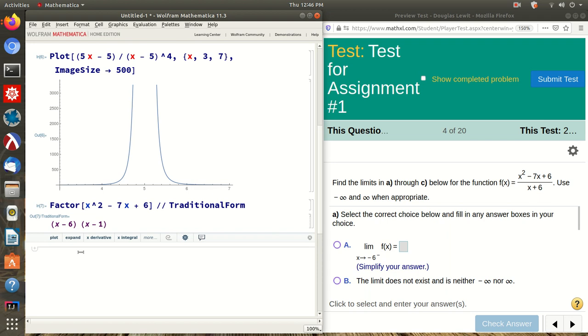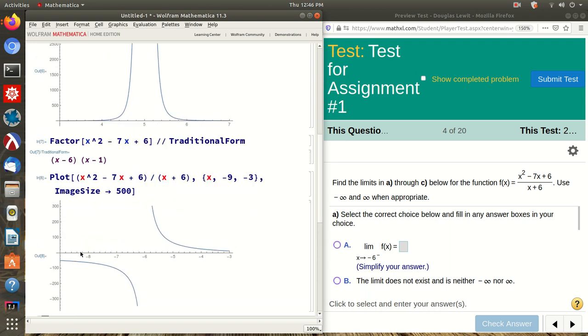So again, guys, I strongly recommend a plot. We're going to plot x squared minus 7x plus 6 divided by x plus 6. And I want negative 6 to be in the middle. So let's go from negative 9 to negative 3, and negative 6 is exactly in the middle between negative 9 and negative 3. And, oops, there we go.